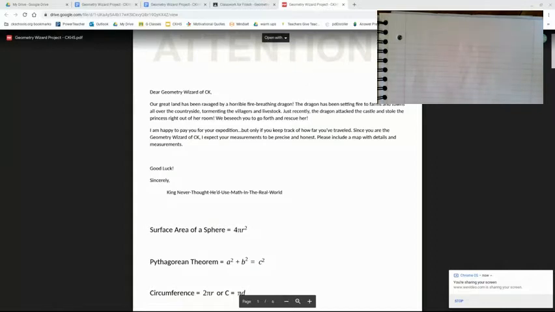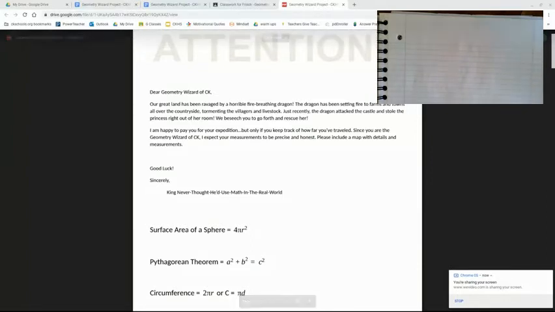I am happy to pay you for your expedition, but only if you can keep track of how far you've traveled. Since you are the Geometry Wizard of CK, I expect your measurements to be precise and honest. Please include a map with details and measurements. Good luck. Sincerely, King Never Thought He'd Use Math in the Real World.